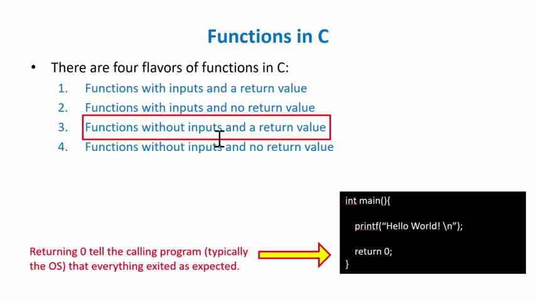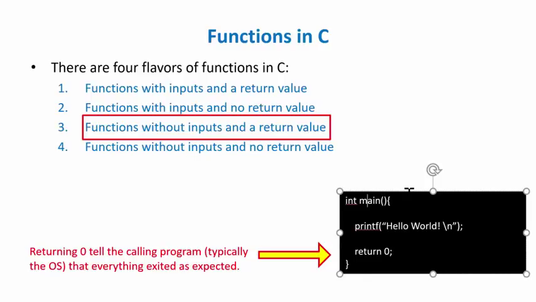Now check this one out. Without inputs and a return value. Here is finally where we can understand what int main is. Every time we've written our main program, we always do int main, and we don't give it any arguments. That's why we have parentheses there. Those parentheses would be where you pass arguments in. We never even knew that until now, but we know now that main is a function that is not going to have any inputs.